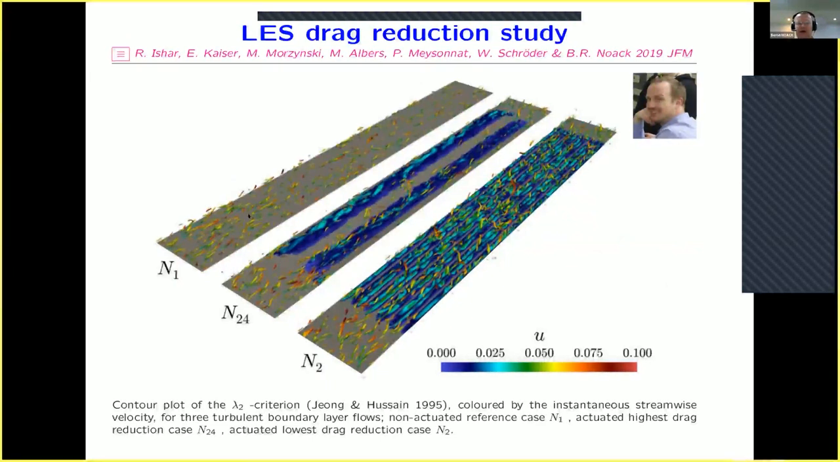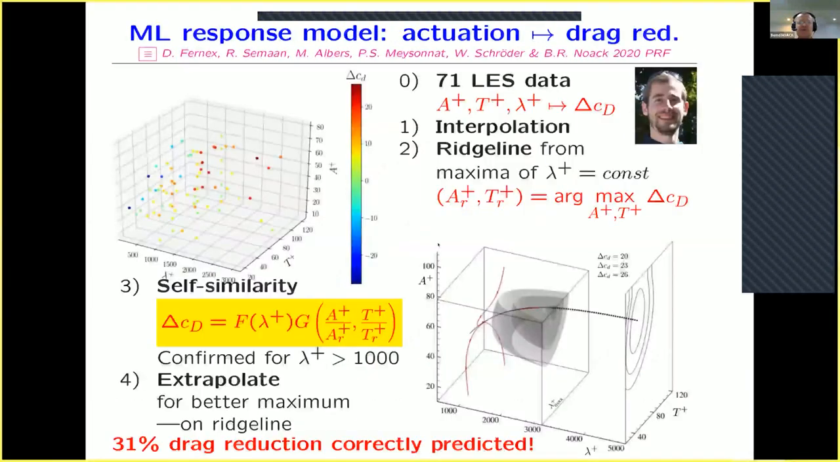Here you see the isosurfaces of lambda-2 color-coded with the u velocity. The case 24 corresponds to a large wavelength and drag reduction. This high wave number case corresponds to a drag increase. So this gives you some idea about structures.